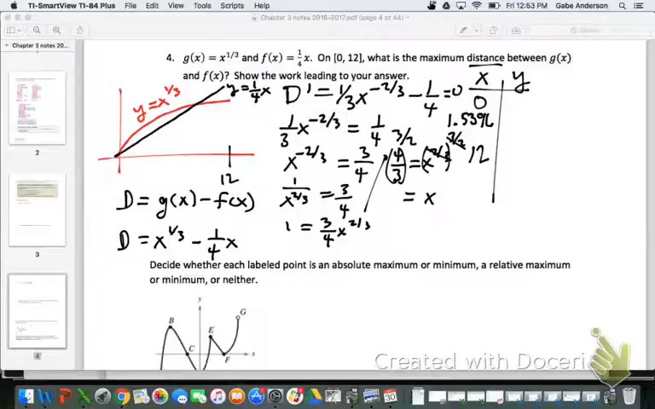If you plug in a 0, what do you get? 0. You're going to have to do a little bit of work with the calculator to plug in those. We'll be able to identify our max from that. So the max is, I'll let you guys figure it out.